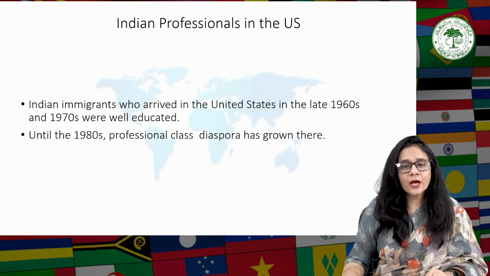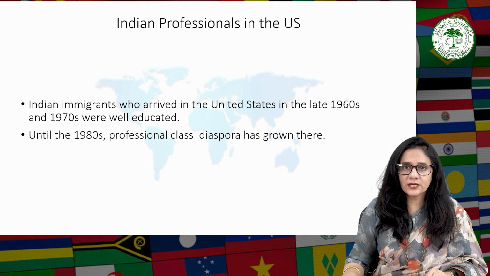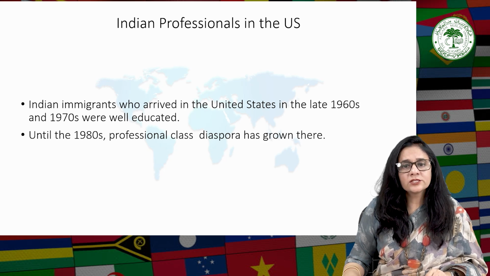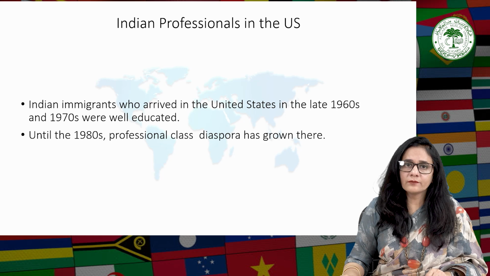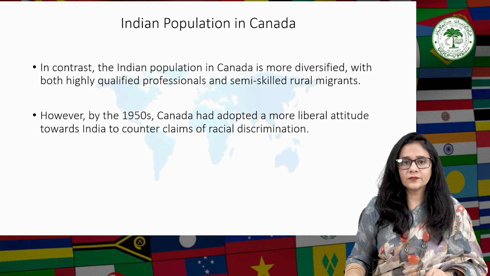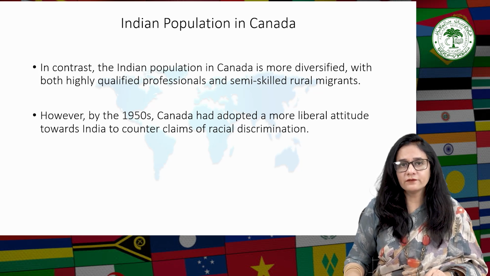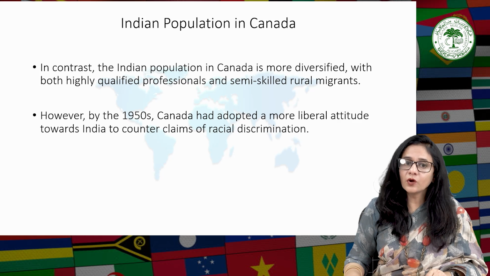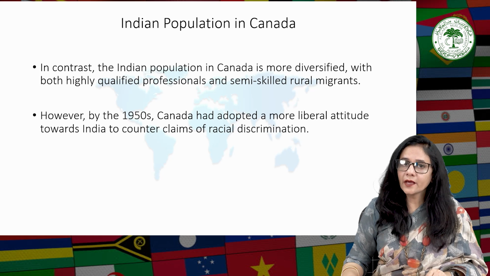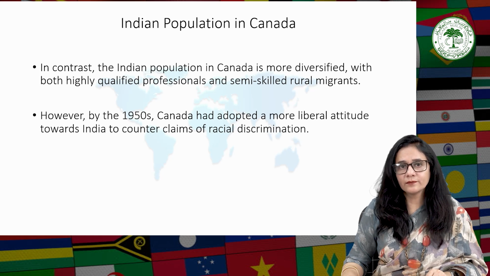Indian immigrants who arrived in the United States in the late 1960s and 70s were all educated. And until the 1980s, they established a professional class that lived in diverse suburban regions with other middle class families. As a result, the family reunification program allowed them to sponsor their relatives for immigration. In contrast, the Indian population in Canada is more diversified, with both highly qualified professionals and semi-skilled rural migrants, owing partly to Canada's family sponsorship immigration program.